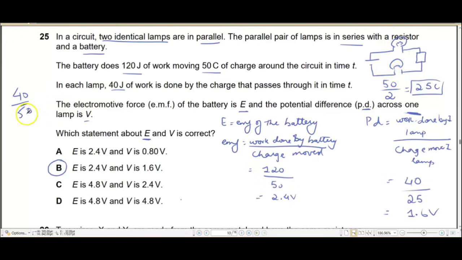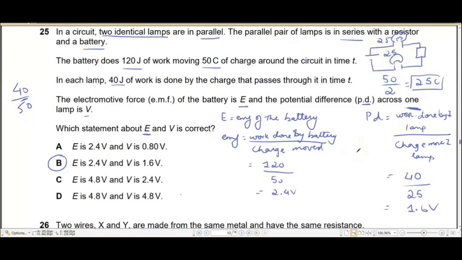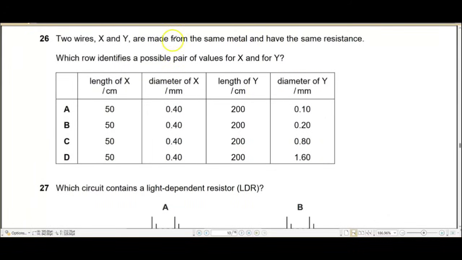Okay, so if one was involved, this charge had to be divided equally among these two identical lamps. So that is how we do this question. Moving on to question number 26. Two wires X and Y are made from the same metal and have the same resistance. Which row identifies a possible pair of values for X and Y?